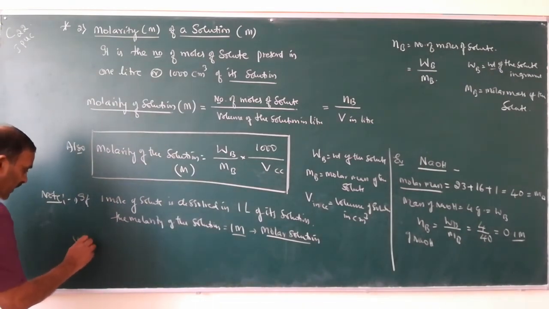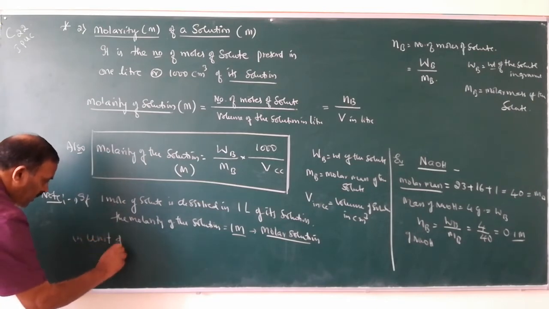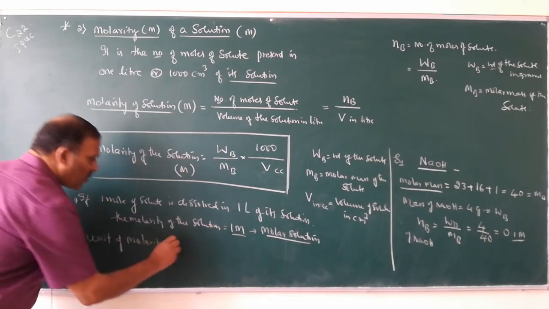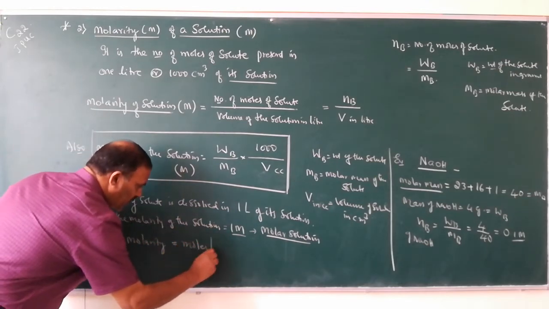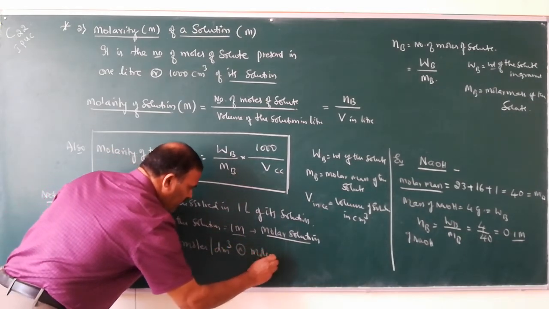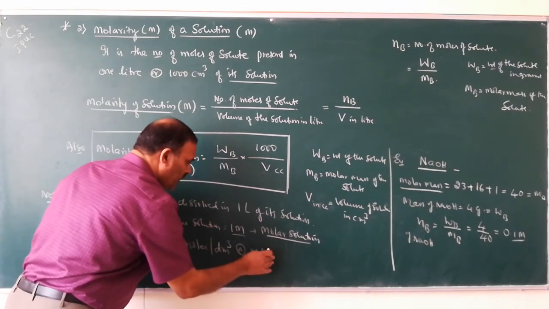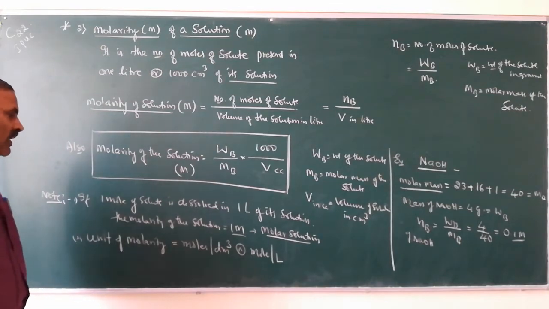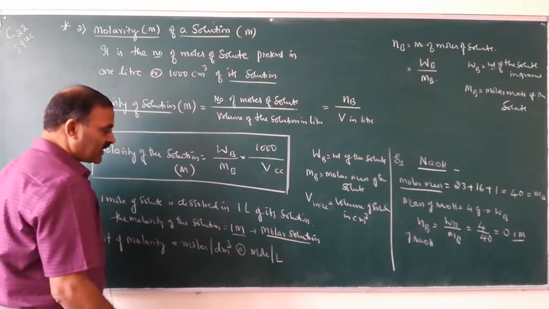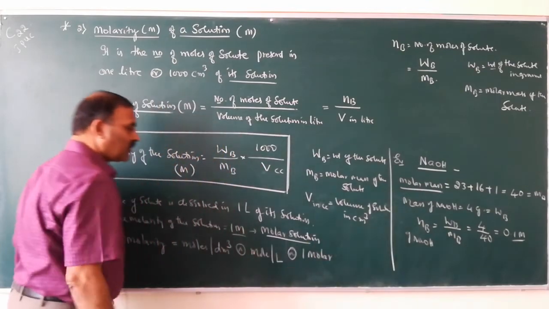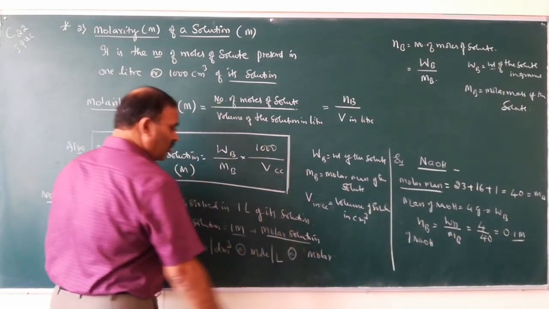Number 2, what is the unit of molarity? Unit of molarity equals moles per dm cube, or mole per liter. 1 liter is equal to 1 dm cube. Moles per dm cube or moles per liter, or 1 molar. It is simply called molar.